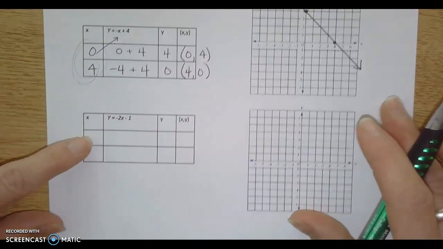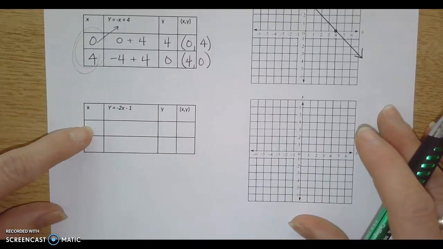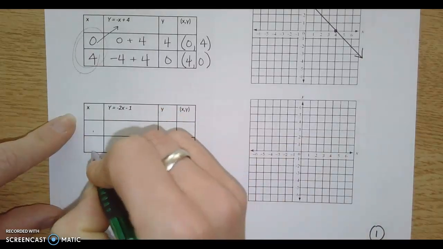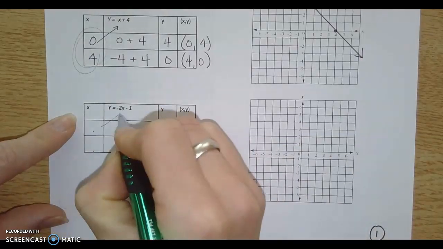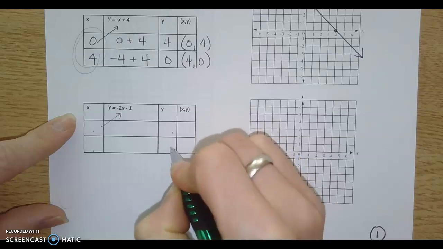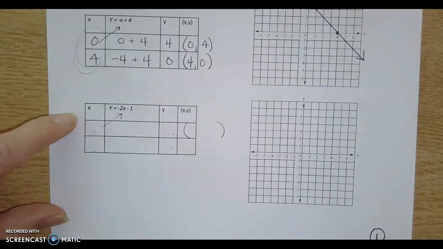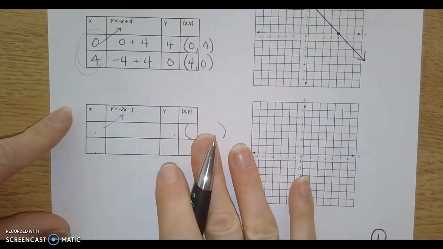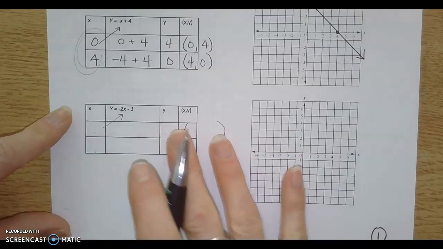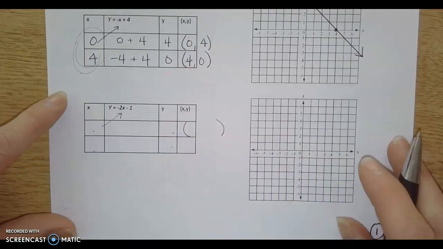Okay? All right. So I want you to try this one. You are going to pick 2 values for x, substitute them in, figure out what you get for y, and then see what your points are going to be. So let's just do that part first and figure out our points, and then we'll talk about graphing them.